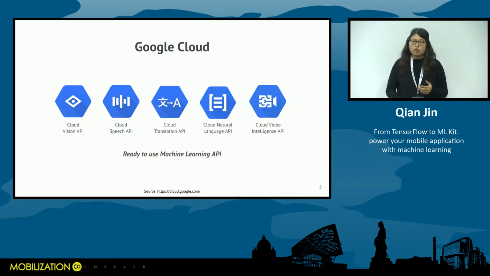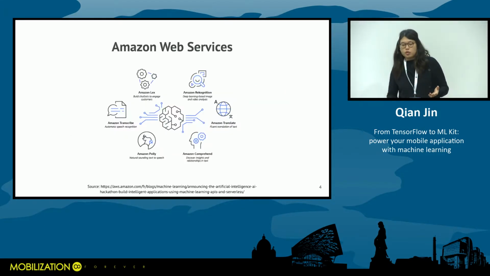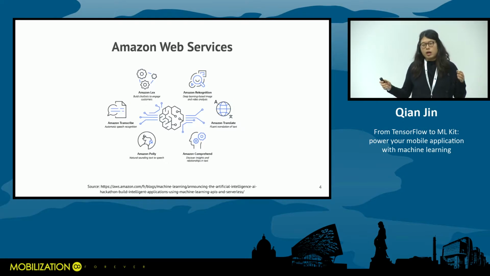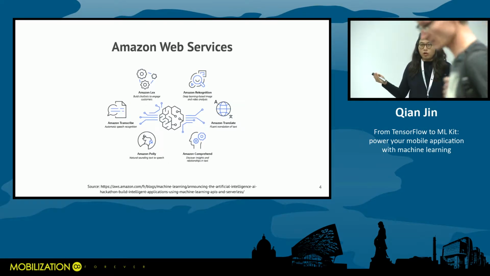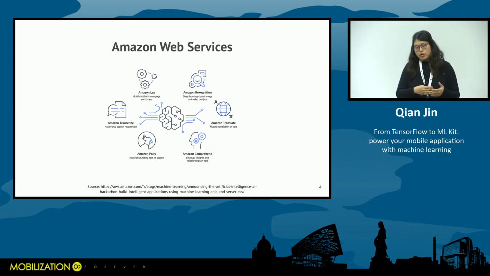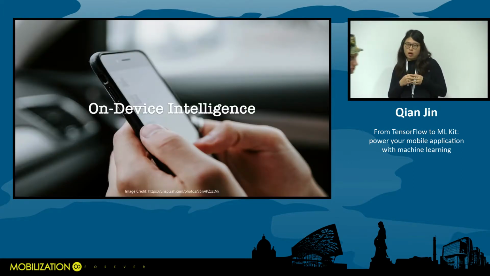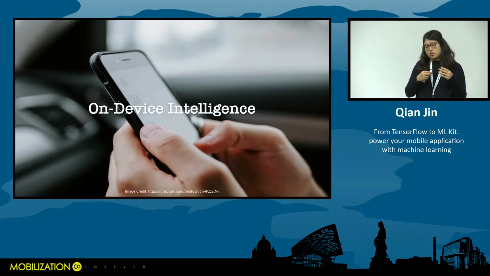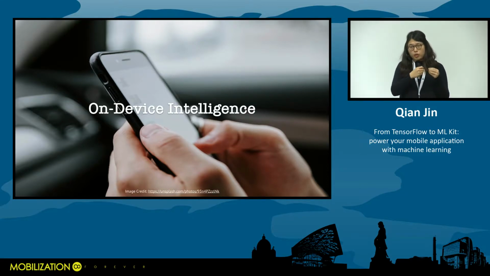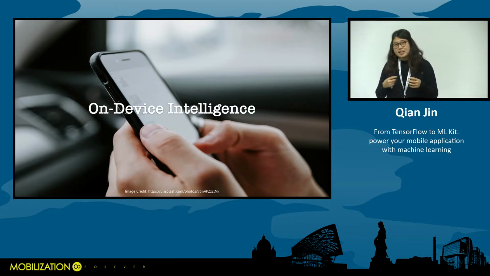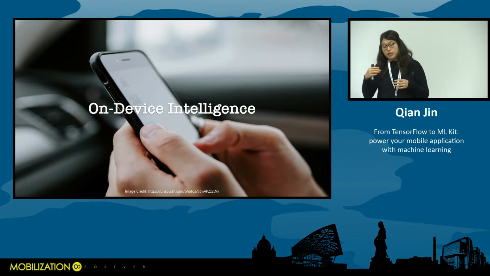You probably know Google Cloud APIs. You probably also know Amazon Web Services. They almost have the same panel of offers to achieve similar things. But today we want to focus on on-device intelligence. So what's that? That is to run the machine learning models on the mobile devices directly, instead of doing network calls, instead of sending data to the server side.